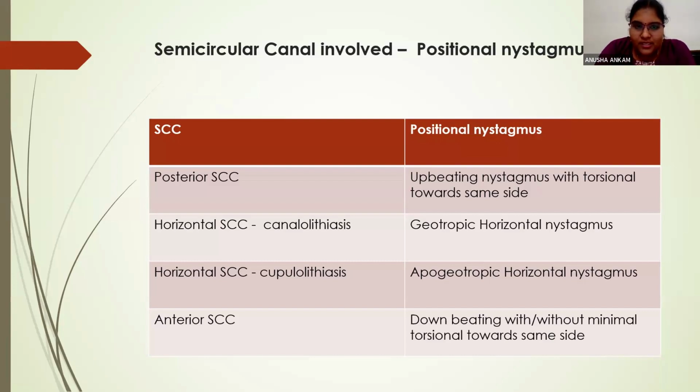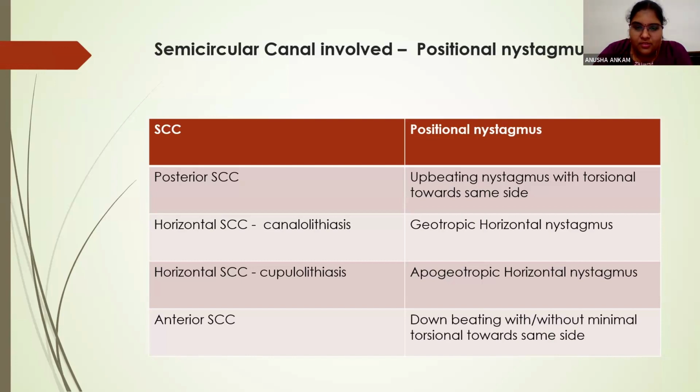And if the involved canal is the horizontal semicircular canal, we'll test it with the supine roll test or McClure-Pagnini test, in which the nystagmus is horizontal. If on right lateral it is right beating, and on left lateral left beating, it is geotropic horizontal nystagmus, which indicates canalolithiasis of the horizontal semicircular canal. If it is opposite, that means on right lateral position it is left beating, and on left lateral position it is right beating, that is apogeotropic horizontal nystagmus. It is seen in cupulolithiasis of the horizontal semicircular canal.